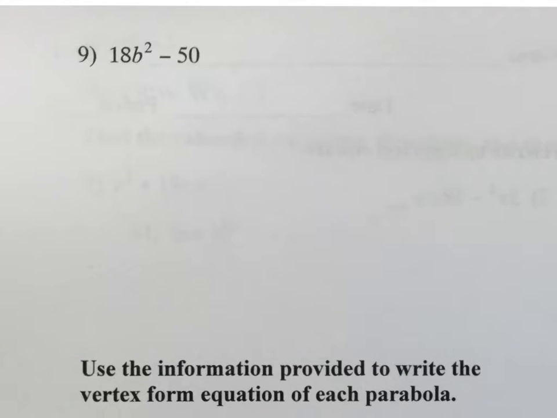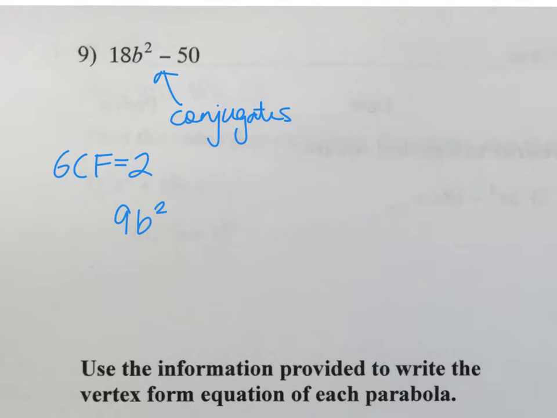All right, question 9 here. This should look like conjugates to you, except you should see a problem, and the problem is that you can't split 18 or 50 into numbers that will multiply by themselves. So the first thing is we actually have to do a GCF here. That should always be your first step on every problem. So I can take out a GCF of 2, which leaves me with 9b squared minus 25, and those are numbers that I like a lot better.